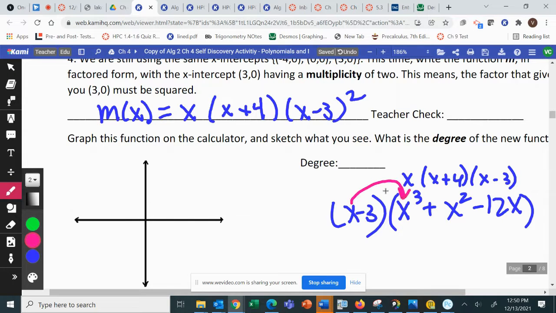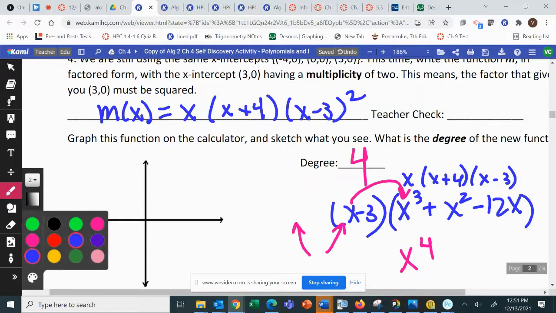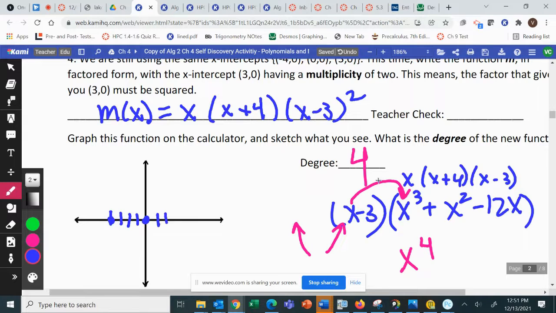But I only have to multiply it out so I get the highest exponent, which if I take x times the highest exponent, x cubed, I will get my highest exponent of x to the 4th. So my degree is 4. My end behavior, up. X-intercepts, -4, 0, 3.